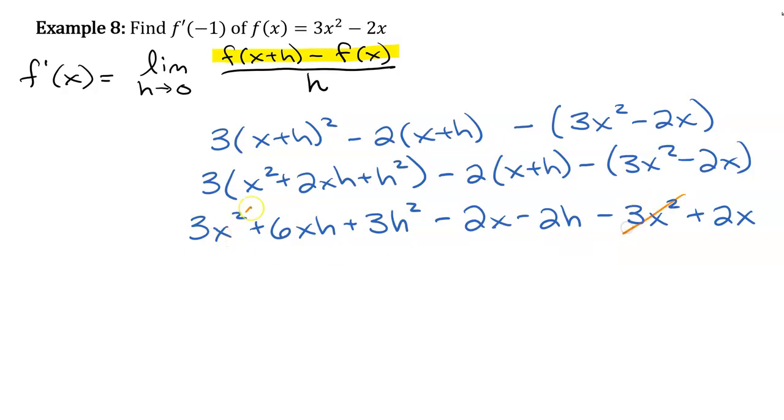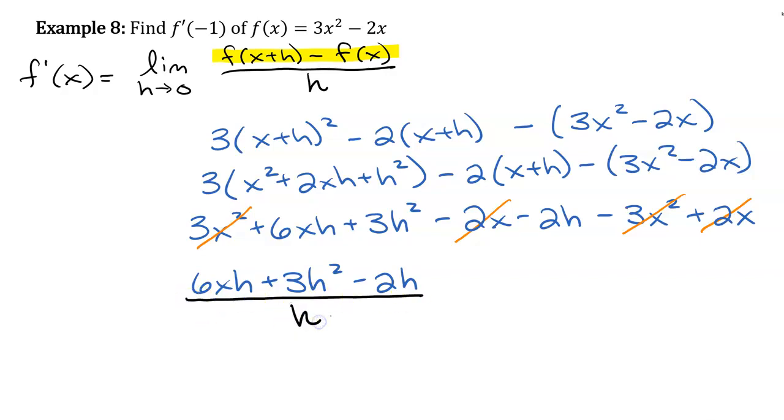So we can cancel the 3x squareds and the 2x's. So that leaves us with 6xh plus 3h squared minus 2h. Now let's put this all over h. But another way of thinking, because we're dividing by a monomial, we can actually individually split it apart, and mathematically it's the same thing. So anything over itself goes to 1, and that goes to 1, cancels out one of those, but still leaves one of those.